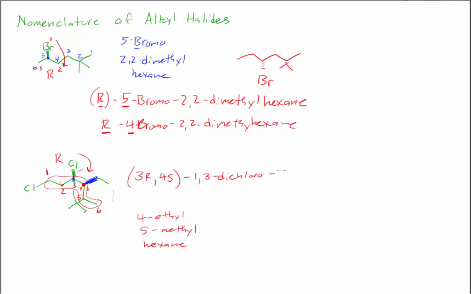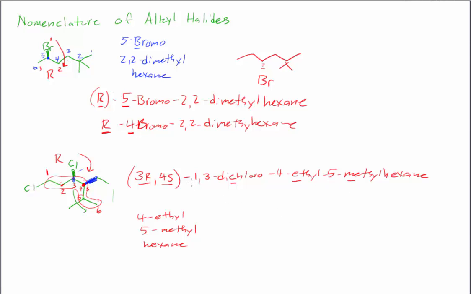So I alphabetize these again: 4-ethyl, 5-methyl, hexane. So you'll notice that my stereocenters are indicated with their location and their configuration. And then I have alphabetized by C, E, and M.